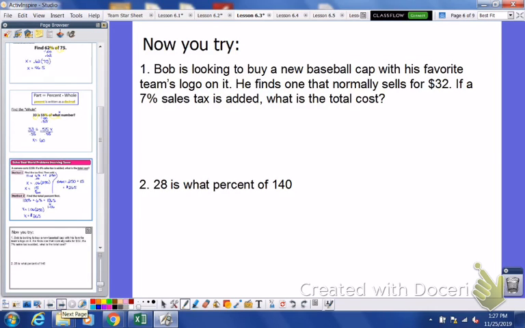Now we've got a now you try. 2 questions. One of them is a tax word problem and the other is just a regular what percent problem. Please make sure you are using the equation on both of them, not the proportion.